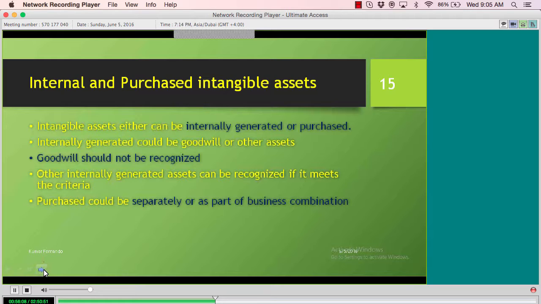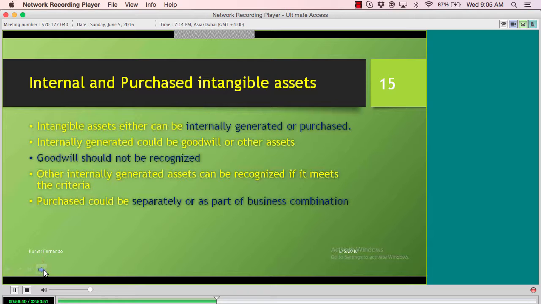However, none of these things will be recognized. Internally generated goodwill is never recognized. Other internally generated assets can be recognized, something like development expenditure. You try to develop a product, you do some research and development, then it could be recognized. Certain criteria need to be met under IAS 38.